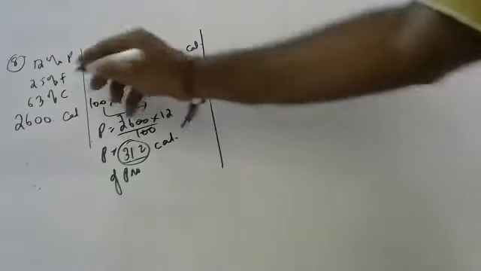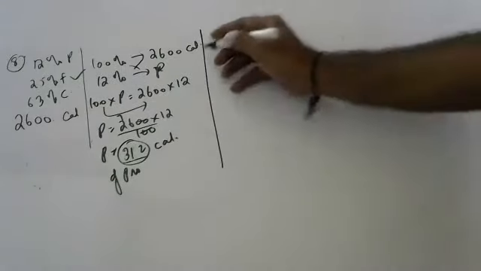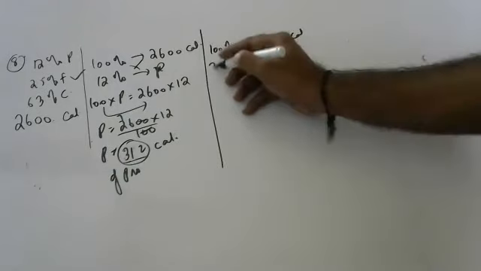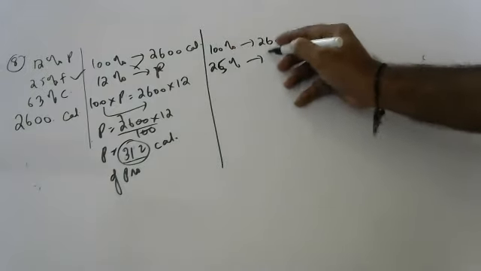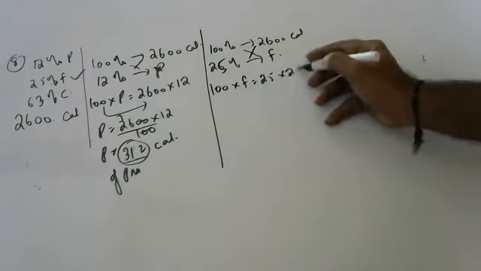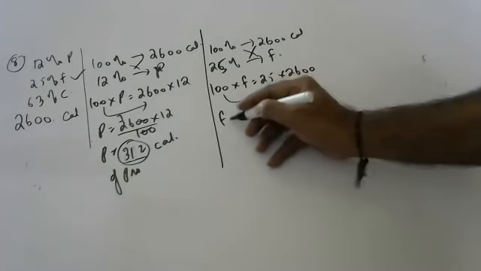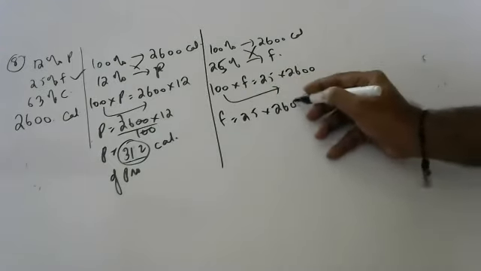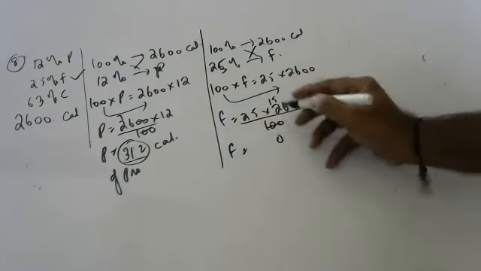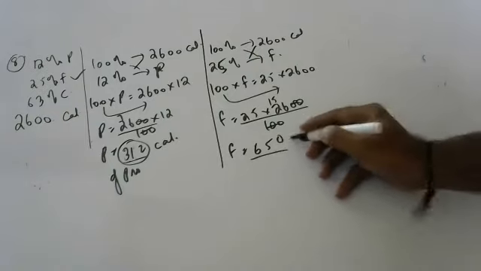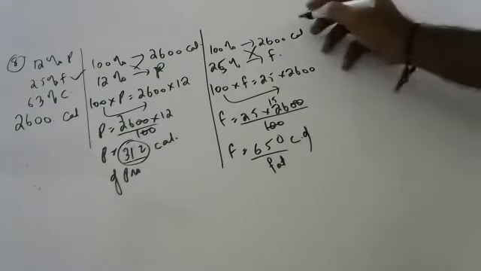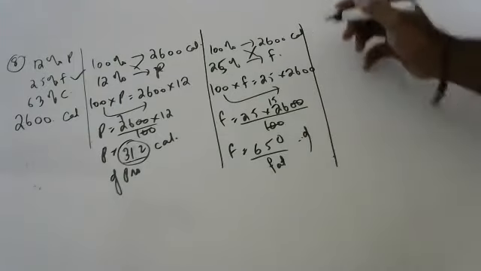Now can you tell the calculation for fats? 100% is equal to 2600 calories. 25% is equal to F. Cross multiplication: 2600 into 25 is equal to 100 into F. So 2600 into 25 by 100 is equal to F, which is 650 calories of fats. Next, tell me about carbs.